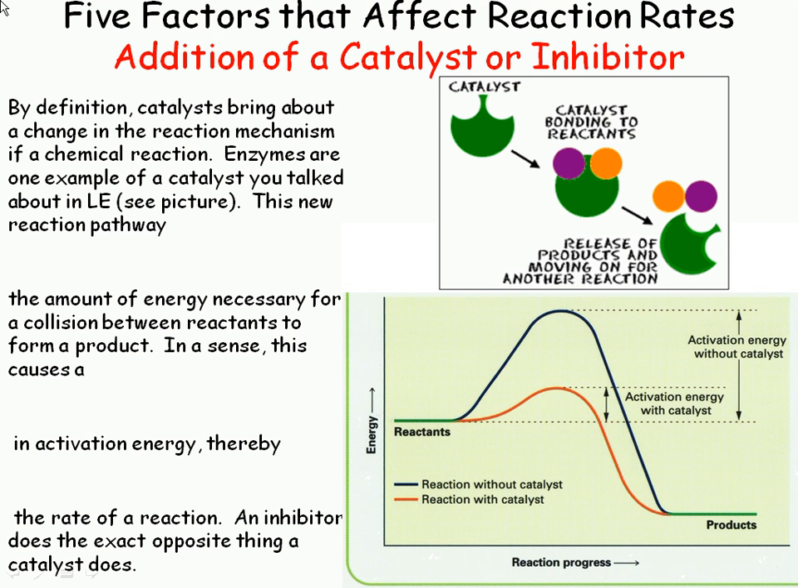The last thing to talk about that affects the rate of reaction is the addition of a catalyst, or also something called an inhibitor. By definition, catalysts bring about a change in the reaction mechanism of a chemical reaction. Enzymes are one example of a catalyst that you probably talked about in a living environment, and there's a picture of it on the upper right-hand corner.